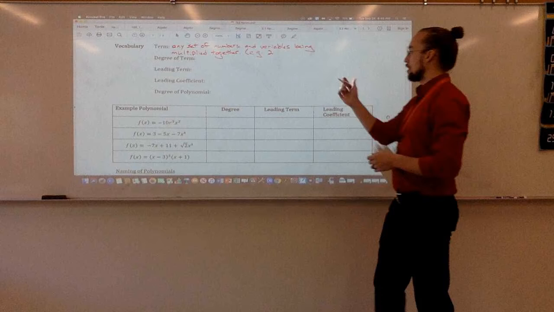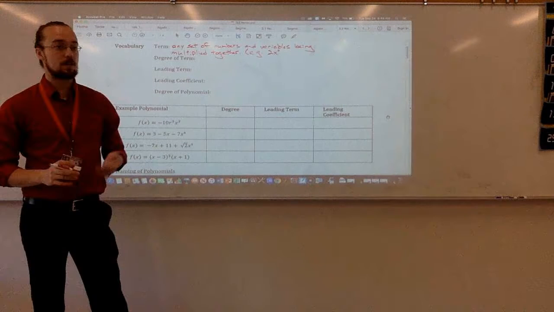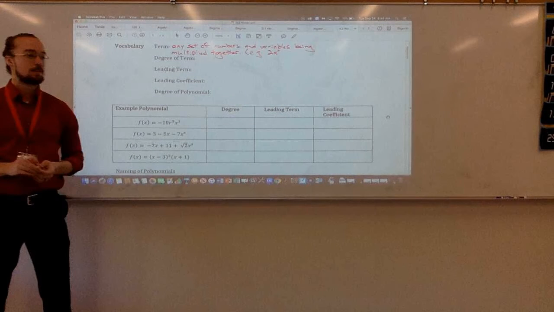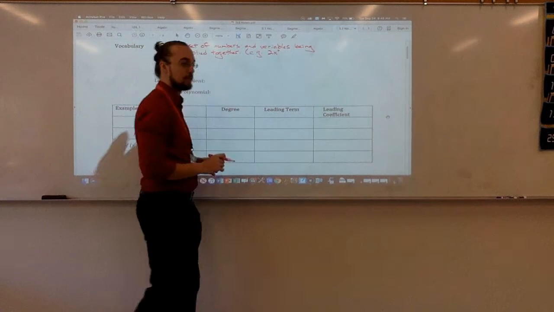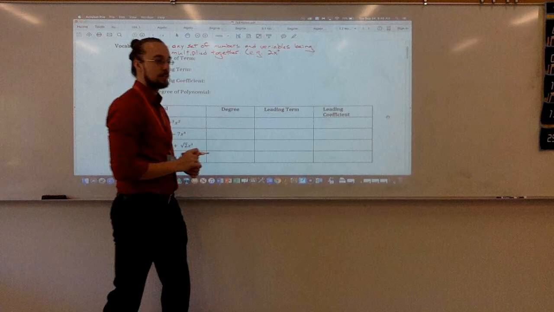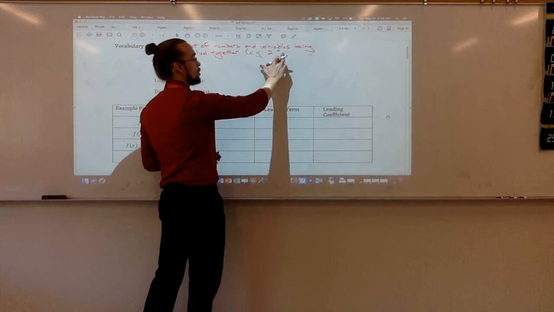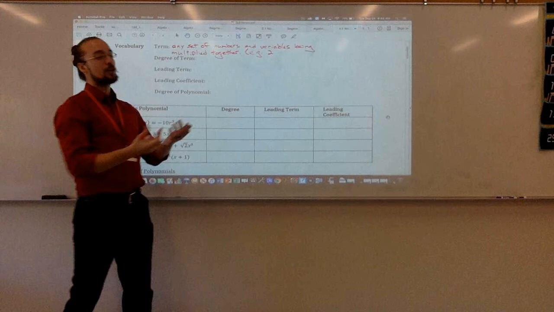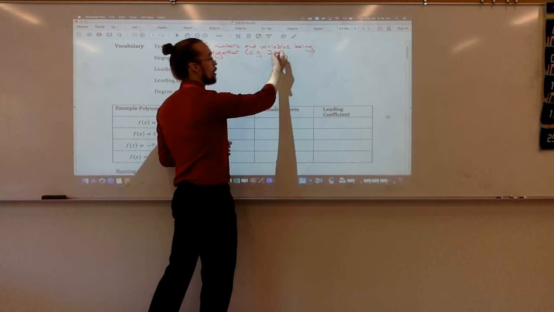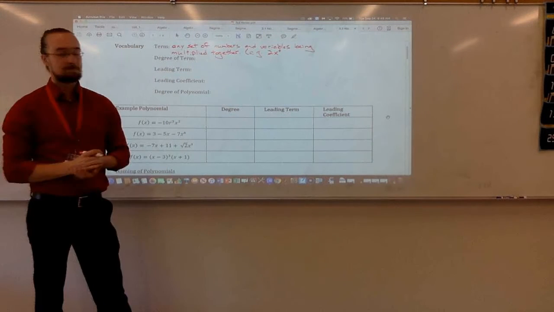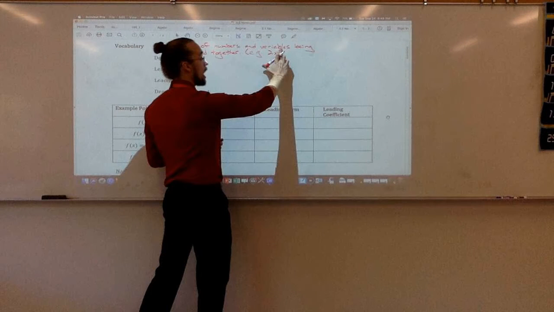What if I wrote it like this? What if I wrote it as 2 times x to the 0? X to the 0 is equal to 1, right? So that would be the same thing as just 2. But it's equal, right? This is just equal to 2. So, even though a variable doesn't appear here, this is still a term, okay? Because we can always think about a variable to the 0 power, right? So, a constant is still a term.